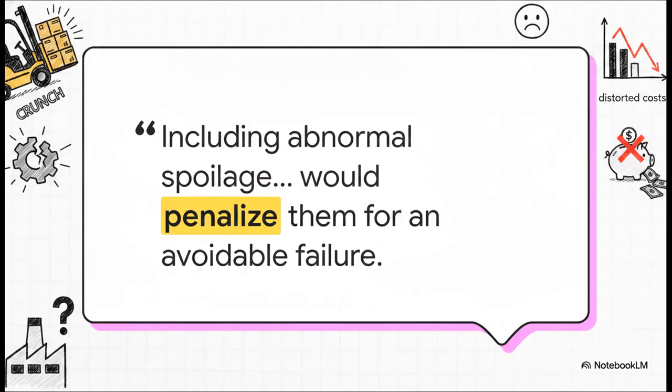And this brings us to an incredibly important warning to watch out for. Including abnormal spoilage in the cost of your good units would penalize them for an avoidable failure, completely distorting your per unit cost. Just think about the logic here for a second. If a forklift driver accidentally backs over a pallet of perfectly good finished goods, you shouldn't artificially increase the standard cost of your remaining inventory to cover his mistake, right? Doing that would distort all your efficiency metrics. No, that loss belongs exactly where it occurred, expensed immediately in the current period.